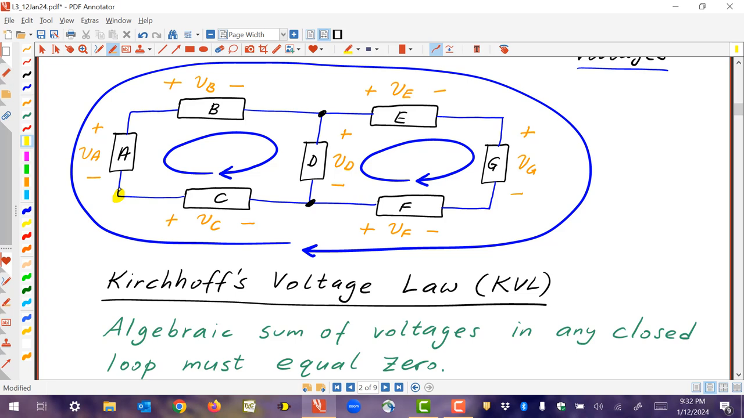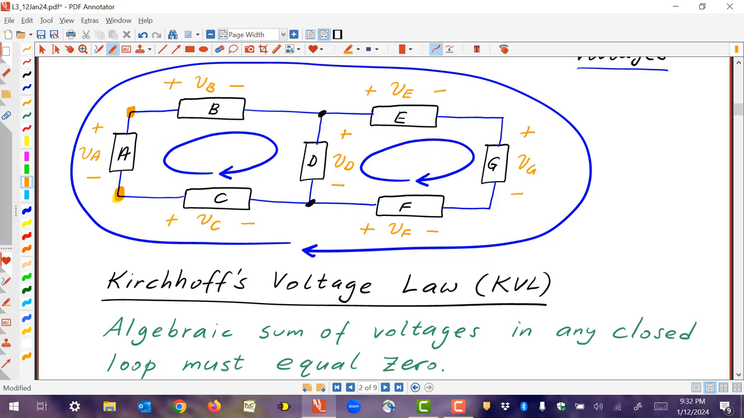Now, of course, as I said, there are what we call voltage rises and voltage drops. That was in the last lecture. So if you're going clockwise, for example, let's take the left loop. When you're going clockwise in the left loop, let's say you're at the bottom of element A. Let's say you're here. If you go to the top, you've gone through a voltage rise of VA.